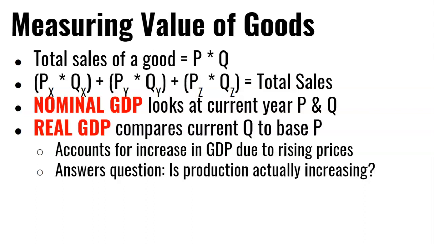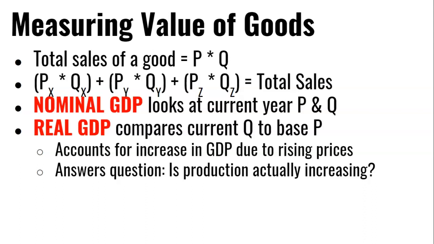And so we need to keep in mind that to figure out the total sale or value of goods produced, it's going to be the price of the good times the quantity made. And so we'll take the price times quantity of good X and good Y and good Z and all the goods in the economy and add them together, and that gets us total sales. Now, what that gives us is what's known as nominal GDP. It looks at a given year, at our current year, and what's the price this year, and how much do we make this year? We multiply the two together, and we get a number. Great. But does it really tell us much?